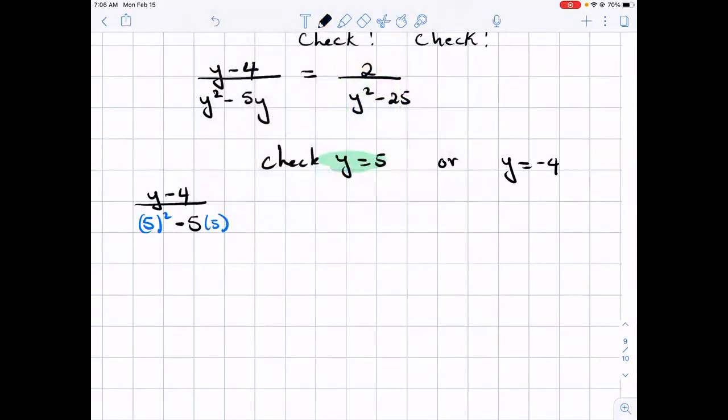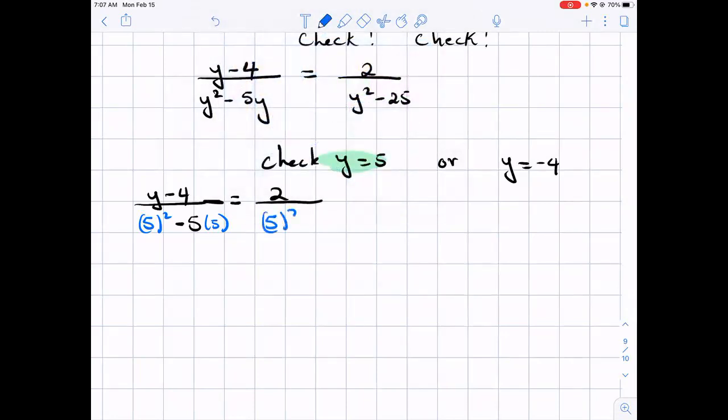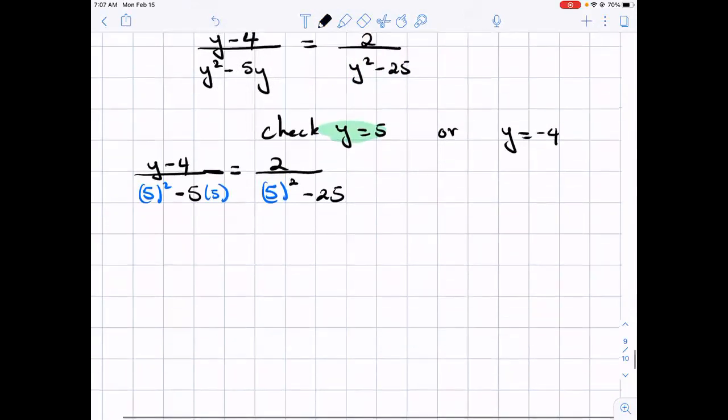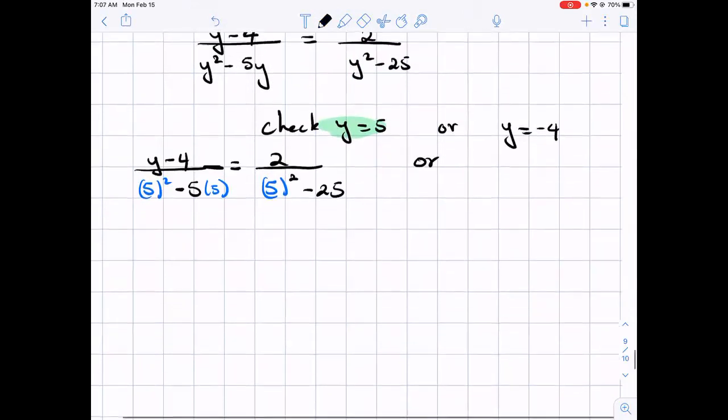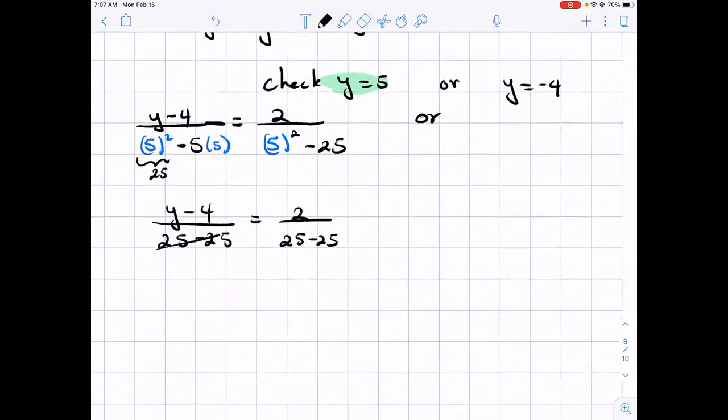We want to see if it is equal to 2 over 5 squared minus 25. And then we also have to do the other one, but let's finish off this first. So if we do this, we have y minus 4 over 25, because y squared is 25, minus 25, equals 2 over 25 minus 25.